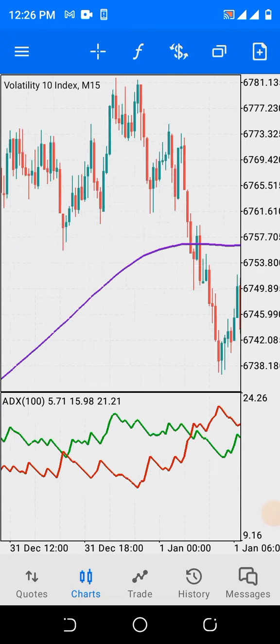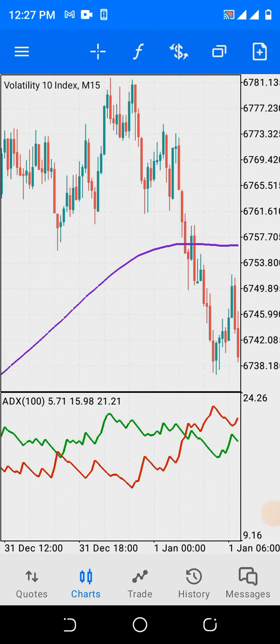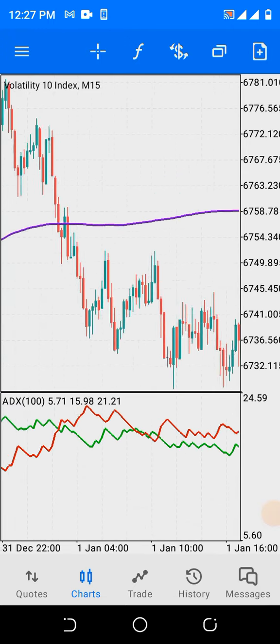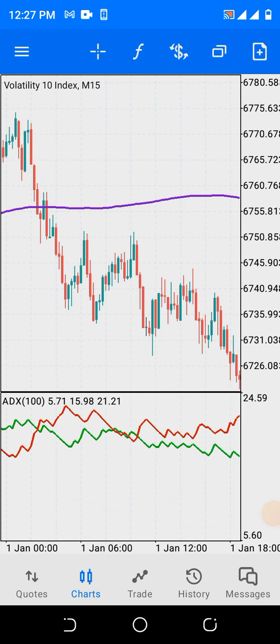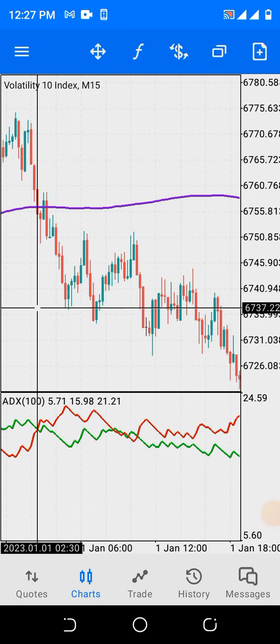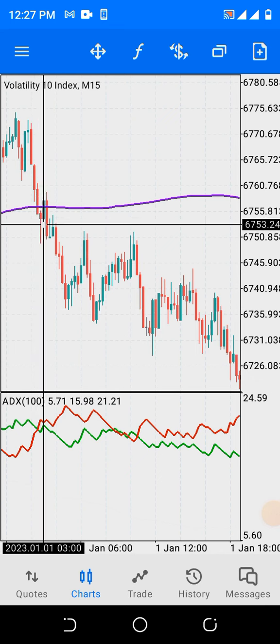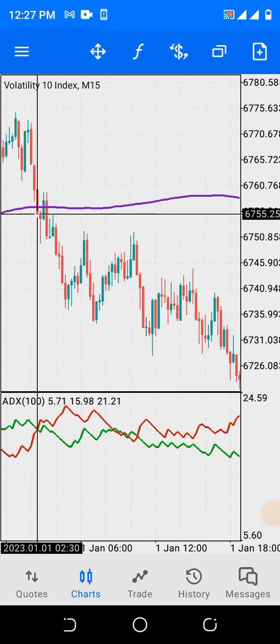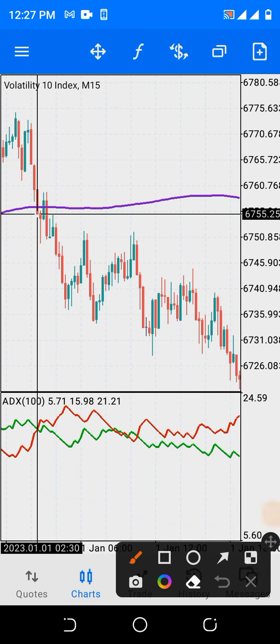Now in the case of sell, look here. The market crosses below the moving average, as you can see. So here we make our sell entry. At this point we make our sell entry here. Have you seen it? And this is excess profit.